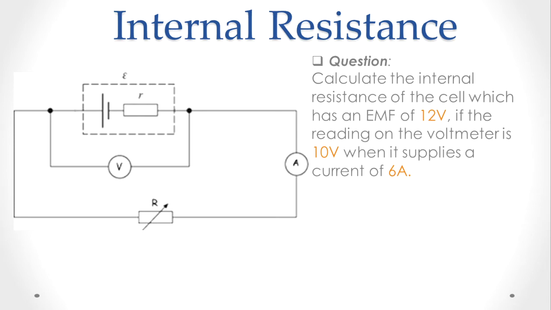Let's have a look at a question involving internal resistance. Calculate the internal resistance of the cell which has an EMF of 12 volts if the reading on the voltmeter is 10 volts when it supplies a current of 6 amps.